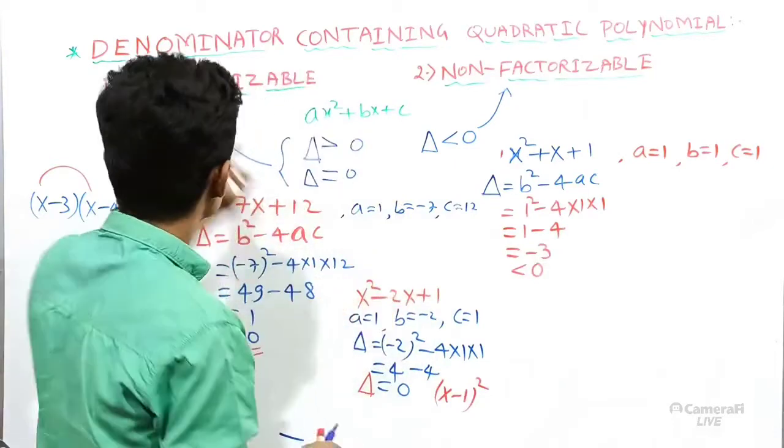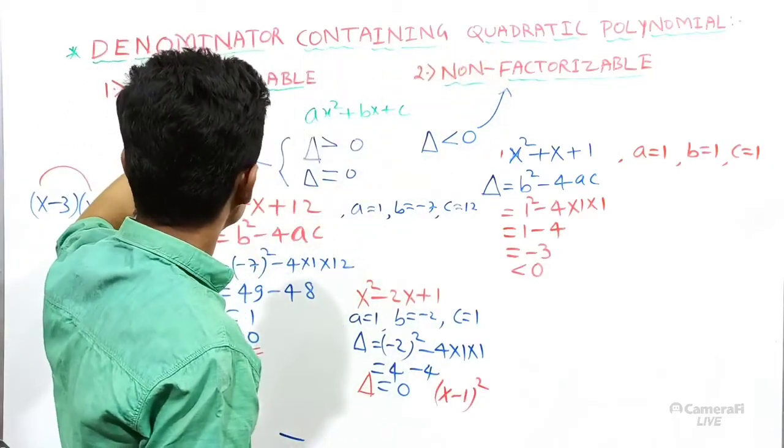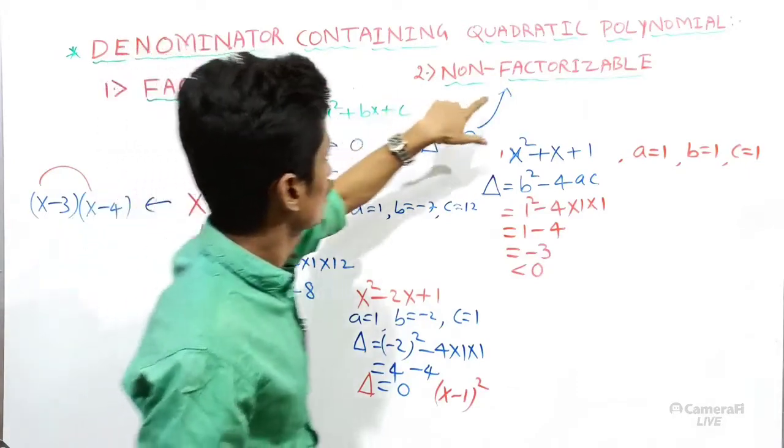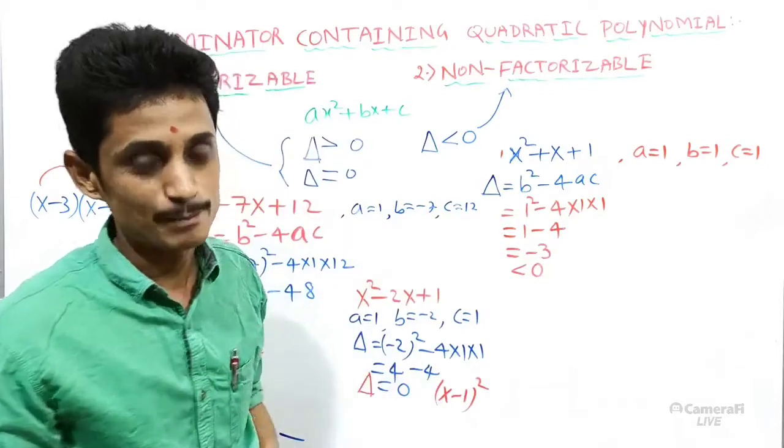Now today I am going to discuss with you a denominator containing either a factorizable quadratic polynomial or a non-factorizable quadratic polynomial. Let us go to the examples.